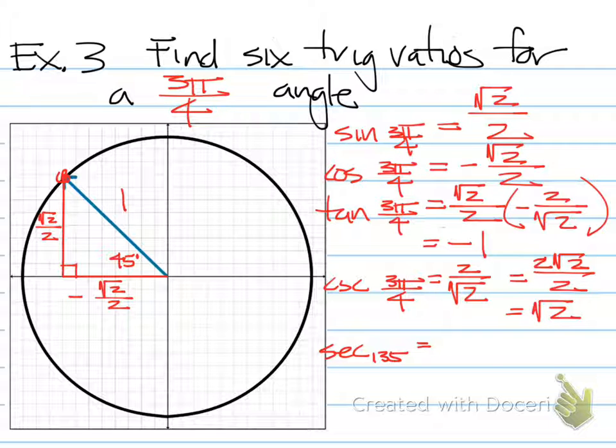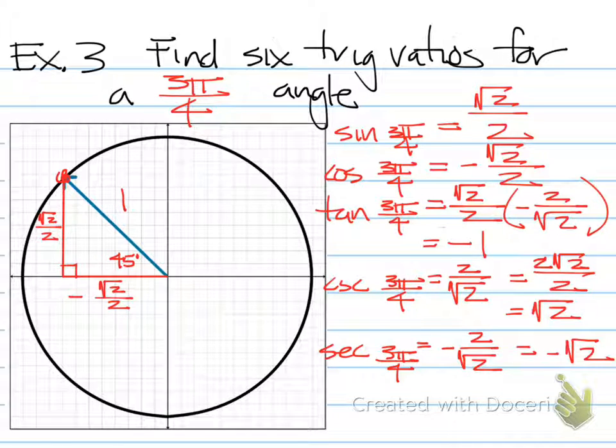Secant of 3 pi over 4 is the reciprocal of cosine. So that is going to be negative root 2. And then lastly, cotangent. Cotangent is the reciprocal of tangent. So cotangent of 3 pi over 4 is just going to be the reciprocal of -1, which is still -1.